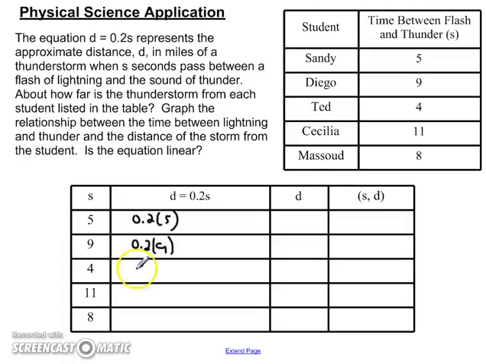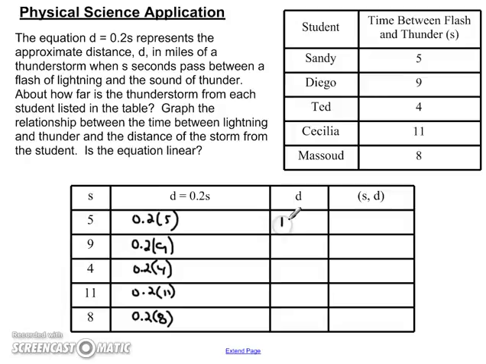So we had 9 seconds apart there. We have 4 seconds apart here. This was Ted's. Cecilia had an 11-second difference between the flash and the sound. And then Masoud here looks like has an 8 seconds difference between the flash and the sound. So we're just going to multiply in each of these cases.